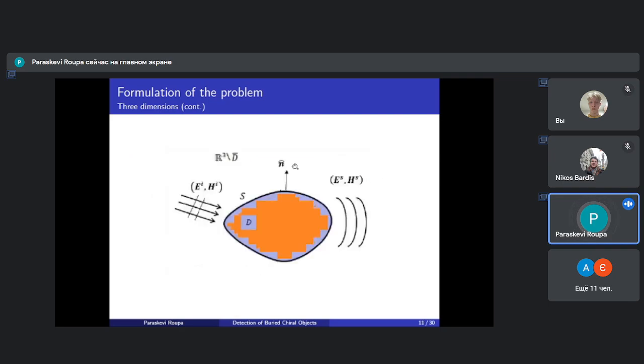In this figure, we can see the basic idea of the scattering problem. In particular, we have this scatterer, D. We have the boundary of D, which is denoted by S. We have the incident fields, which are going to the scatterer, and then they are scattered to E^s and H^s.